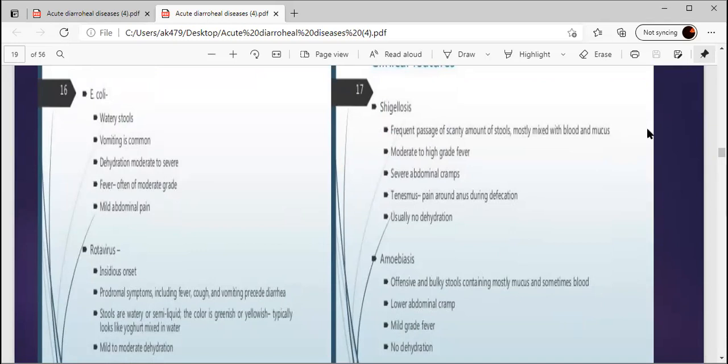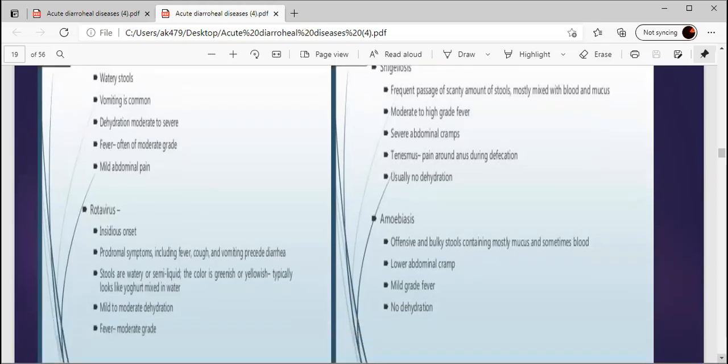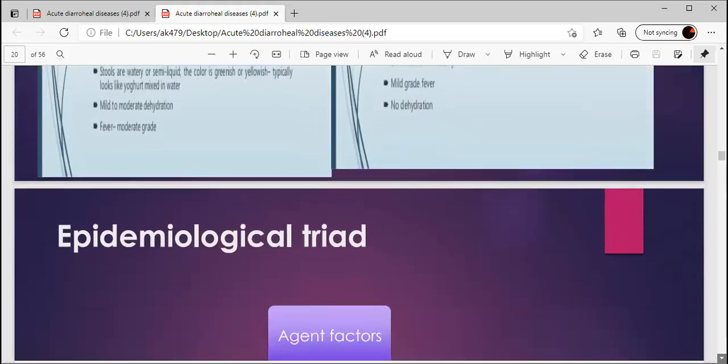Mild to moderate dehydration. Because of Shigella, frequent passage of scanty amount of stools, mostly mixed with blood and mucus, moderate to high-grade fever, severe abdominal cramps, tenesmus, usually no dehydration. Amoebiasis, offensive and bulky stools containing mostly mucus and sometimes blood. Lower abdominal cramp, mild grade fever, no dehydration.